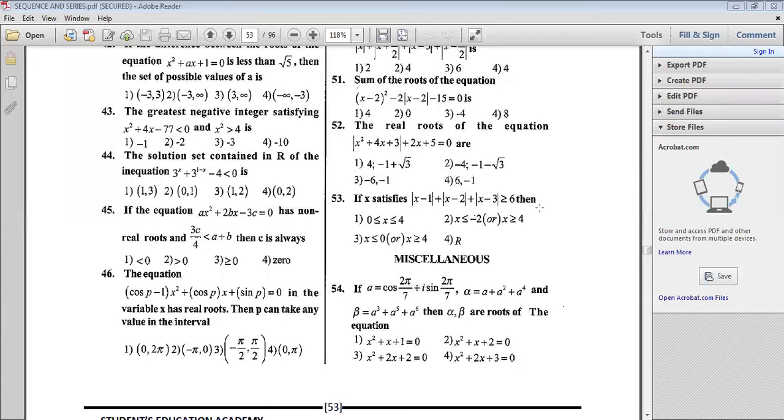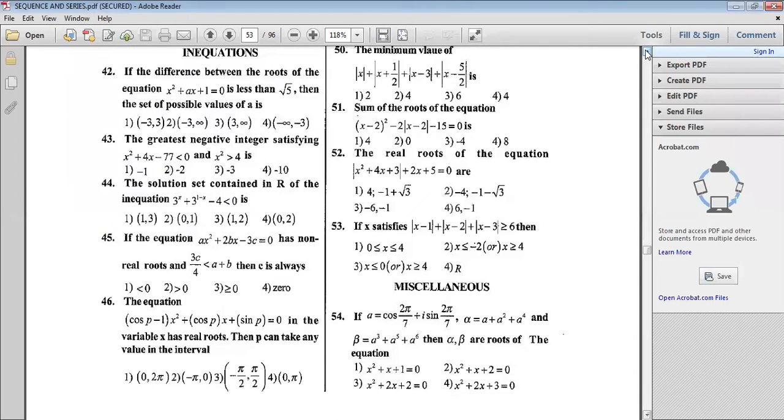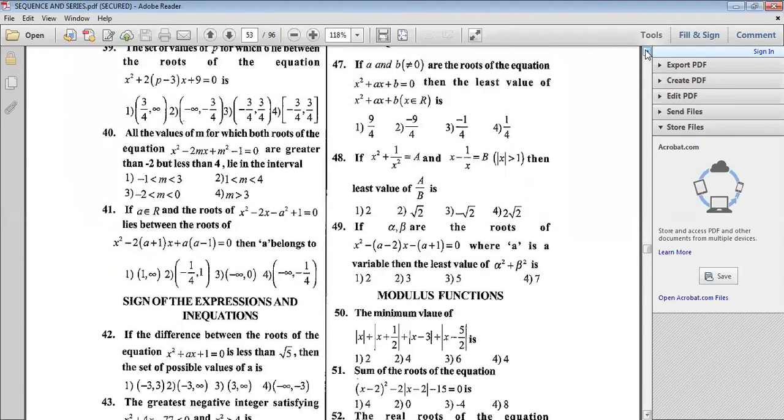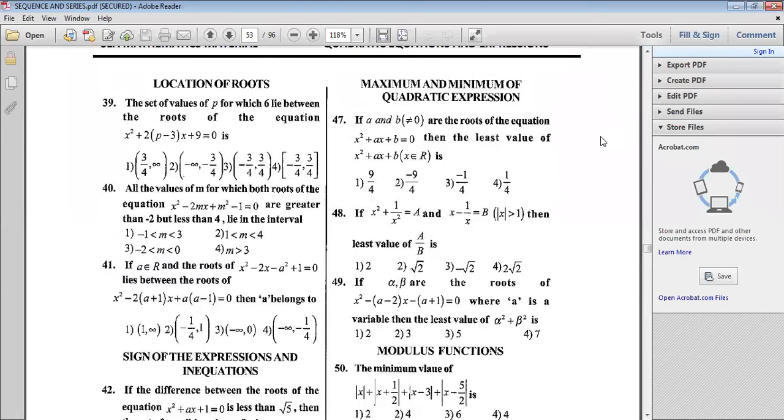It's 46. It is related to trigonometry. So presently we can't understand that problem, so later we'll solve that. Trigonometry related problems, later we'll solve. Mark all those trigonometry related problems. Later you can ask me after completion of trigonometry. Now look at 47.